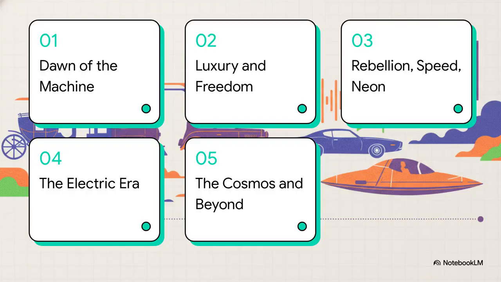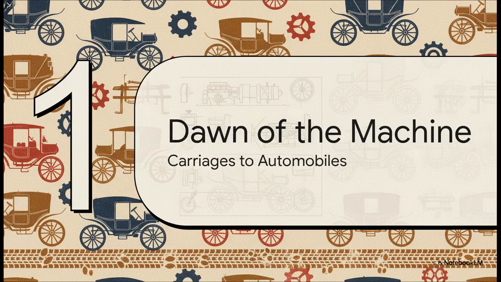To get a grip on this massive timeline, we'll look at 5 distinct eras: dawn of the machine, luxury and freedom, rebellion, speed and neon, the electric era, and finally, the cosmos and beyond. All right, Section 1, Dawn of the Machine. From carriages to the first automobiles.